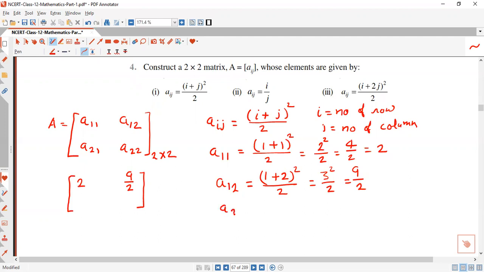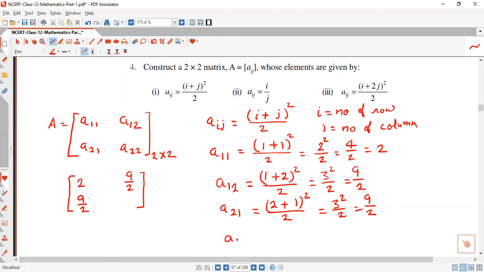A21, the second row, first column element. Say i equals 2, j is 1, and this is the whole square divided by 2. Now 2 plus 1 is 3, 3 square by 2. 3 square means 9 by 2. So it is 9 by 2.